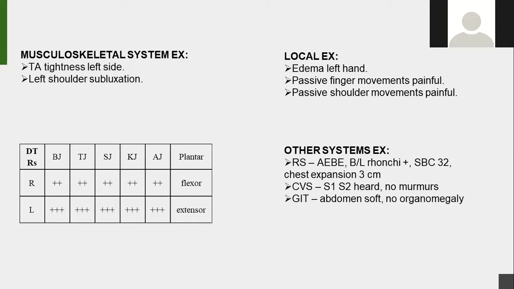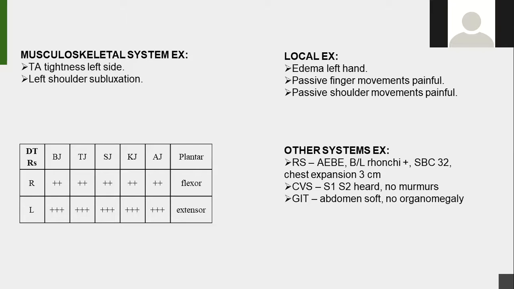And other than that, in the musculoskeletal system, there was some tightness of his tendo Achilles, and his left shoulder was found to be subluxated. On local examination, we found an edema of his left hand, and the finger movements, passive movements were very painful for him. Also the shoulder movements were painful for him. Other systems didn't reveal much of a problem, except the respiratory system: the air entry was equal, but there were some bilateral rhonchi.